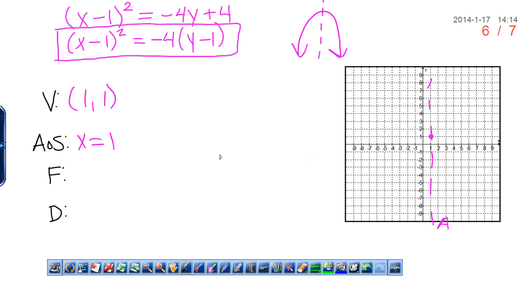So my -4 is equal to 4p, which tells me that p is equal to what? -1. That negative is like a direction, okay? So that negative tells me I'm going to go down 1 unit from my vertex. So here I'm going to go down 1 unit. And what's the location of that focus? 1, 0.